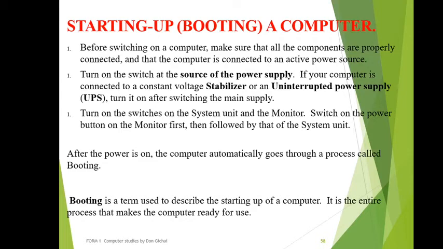Now, before switching on a computer, make sure that all the components are properly connected and that the computer is connected to an active power source. Turn on the switch at the source of the power supply. If the computer is connected to a constant voltage stabilizer or a UPS, turn it on after switching the main supply. Turn on the switches on the system unit and the monitor.